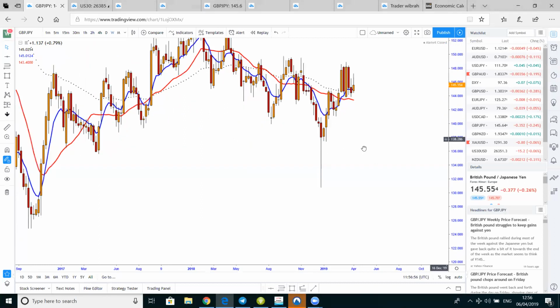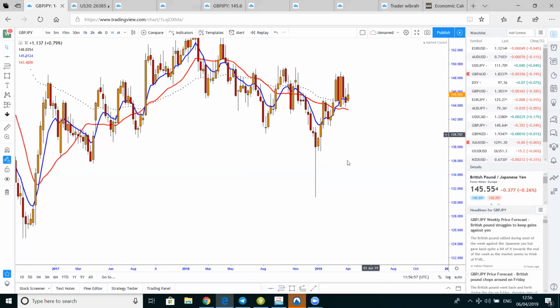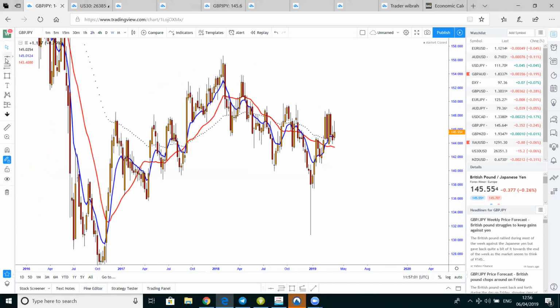This is the weekly chart. I'm just going to mark some important levels. I'm not going into details. If you want to learn how to mark levels, there is a video on YouTube that you can watch.